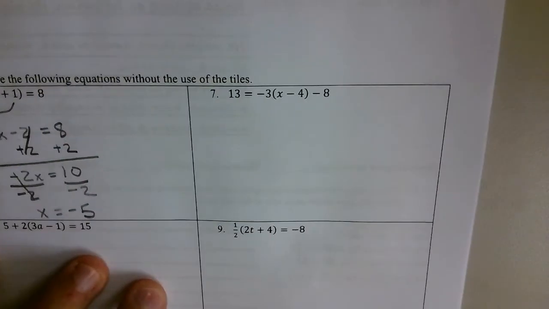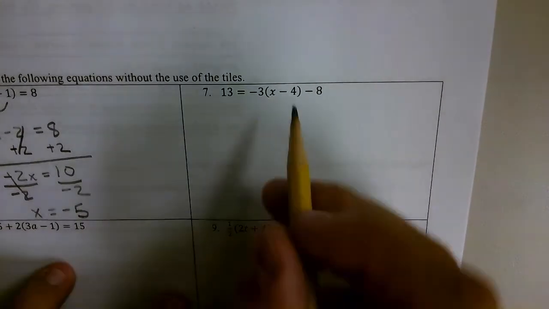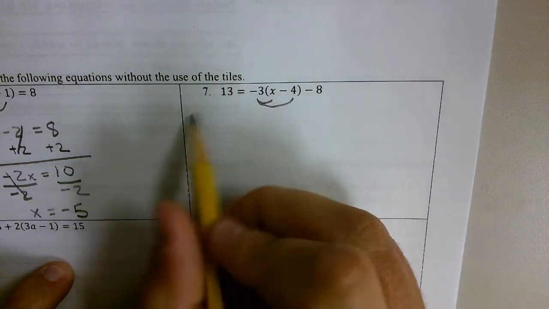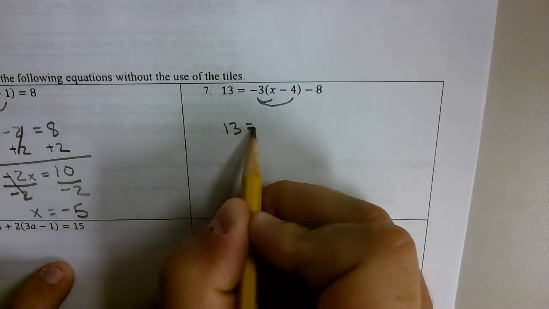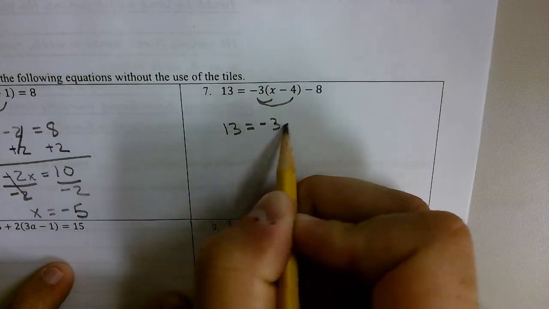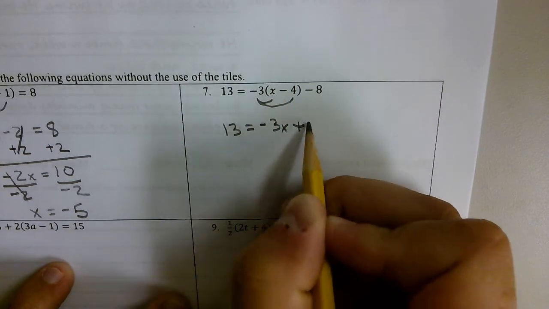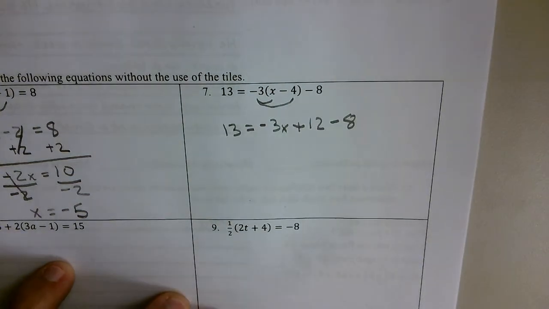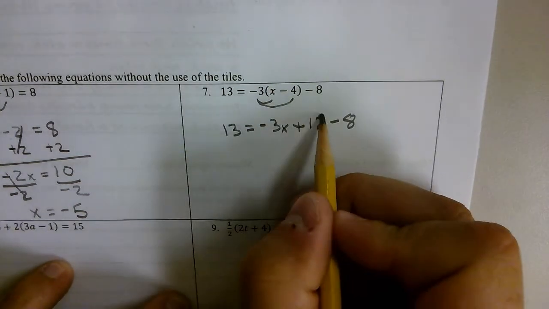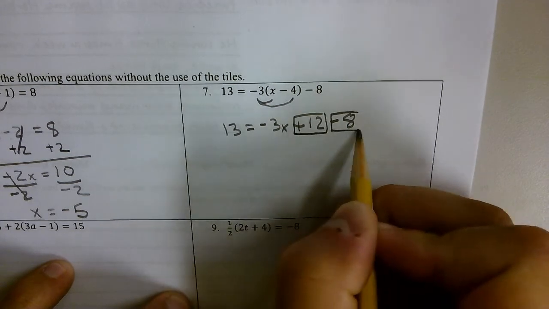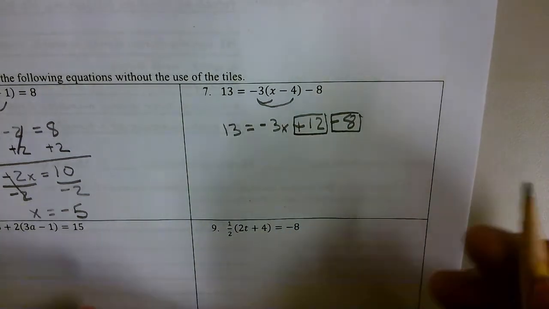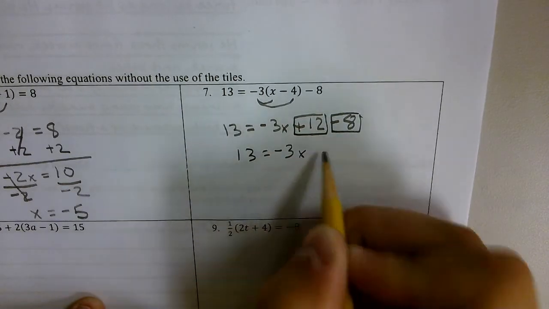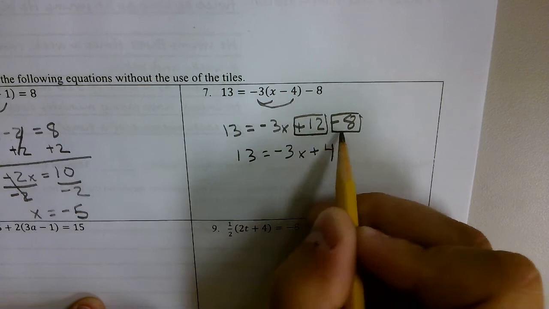Number 7. First thing I do is distribute. So I have 13 equals negative 3x plus 12 minus 8. Then I'm going to combine my like terms. So I have a positive 12 and a negative 8. So I get 13 equals negative 3x plus 4 when I combine those two.